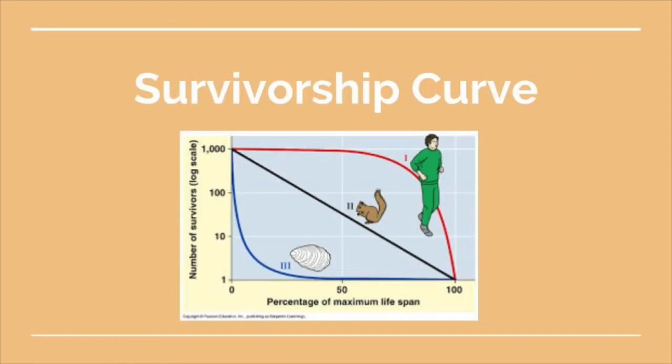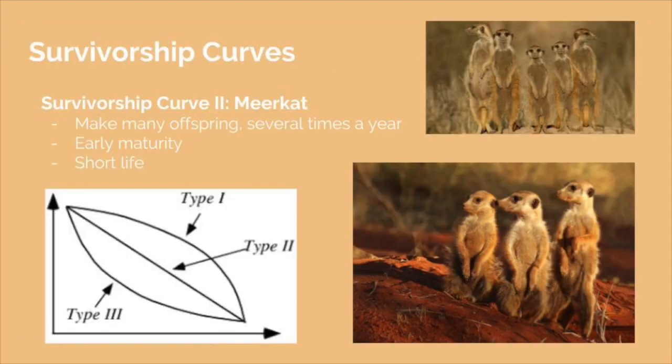A survivorship curve is a graph showing the proportion of individual survival rates. One example of survivorship curve type 2 in the savanna would be the meerkat. The meerkat produces many offspring at multiple times of the year. In addition, meerkats mature early in life, and compared to organisms in survivorship curve 1, the meerkat has a much shorter lifespan. All of these characteristics combine to place the meerkat in type 2.